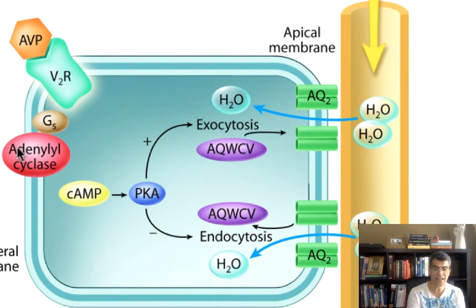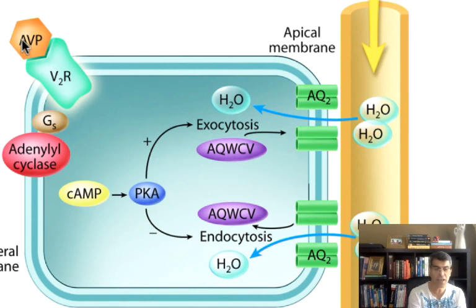GS protein becomes active, is going to activate adenylyl cyclase. As a result, the cyclic AMP inside the cell is going to go up. When cyclic AMP goes up, protein kinase A becomes active, and protein kinase A is going to insert aquaporin channel here. Water is going to come this way and it's going to get inside the channel, it's going to get out. So therefore you pee less.